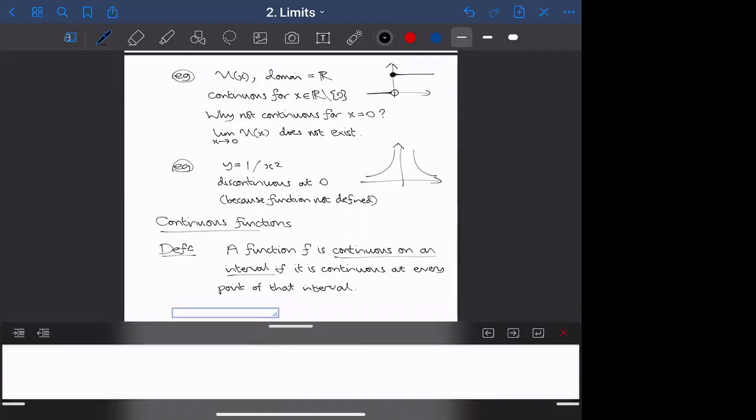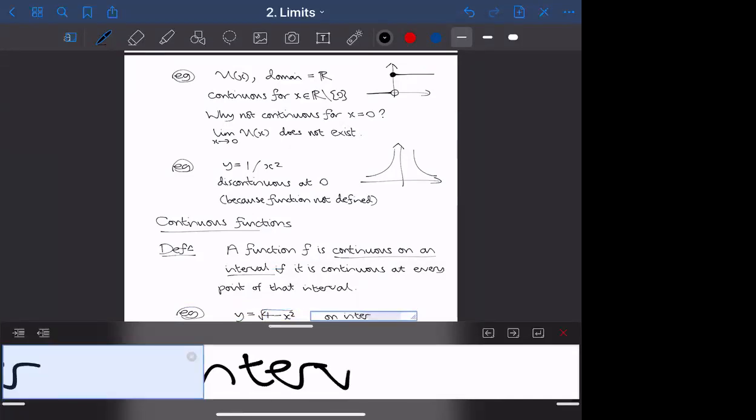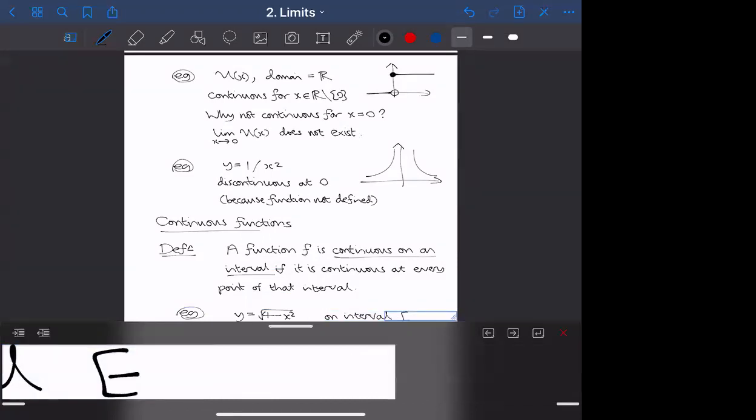Okay, so for example, we saw before y is the square root of 4 minus x squared on the interval -2 to 2. So it's not defined outside of that interval, but it is continuous on that interval.